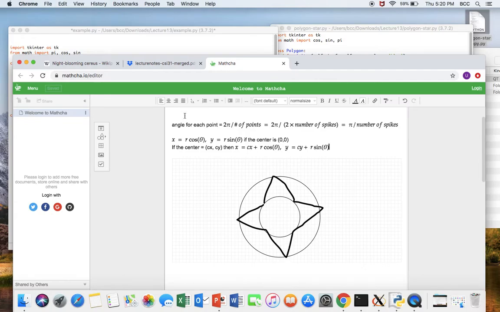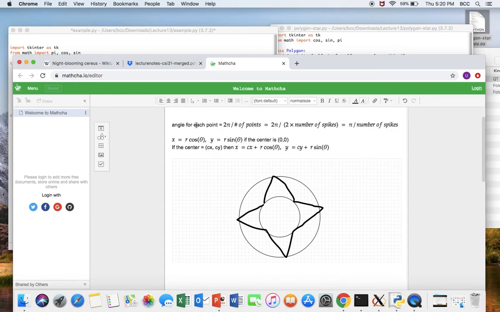All right. So what is the angle for each point? Angle for each point is 2 pi over total number of points. Why 2 pi? Because the angle of an entire circle is 2 pi. What is the number of points? Number of points is 2 times number of spikes. So angle of each point is 2 pi over 2 times number of spikes. Now when you reduce the 2's, you get the angle for each point to be pi over number of spikes.